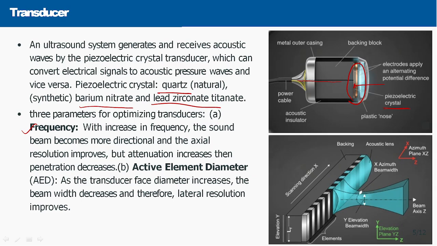Similarly, active element diameter. As the transducer face diameter is increased, the beam width decreases, and therefore lateral resolution improves. Beam width decreased means more directional.